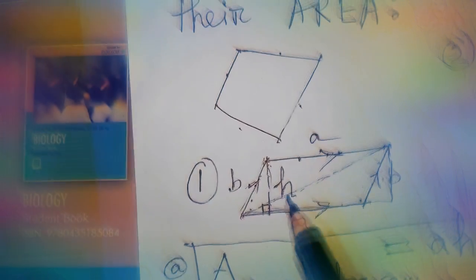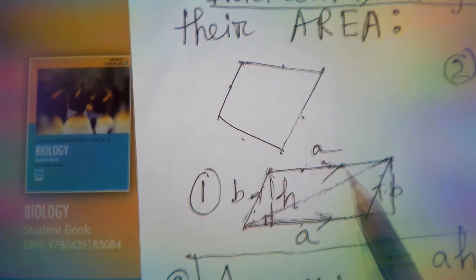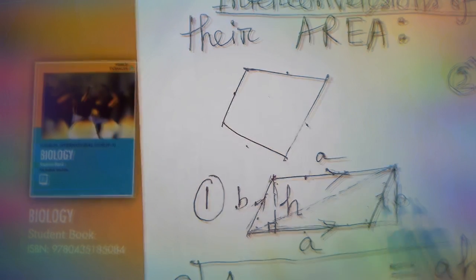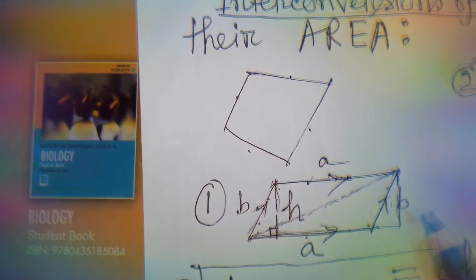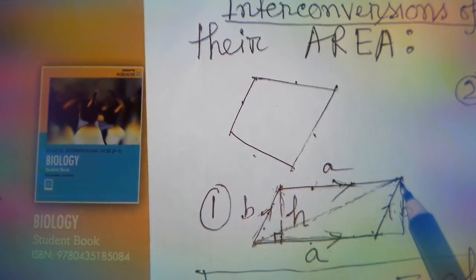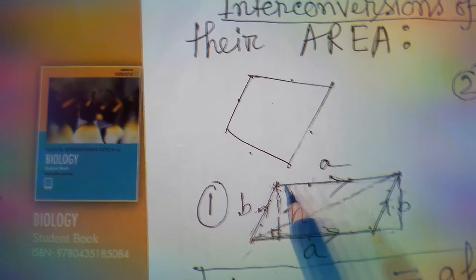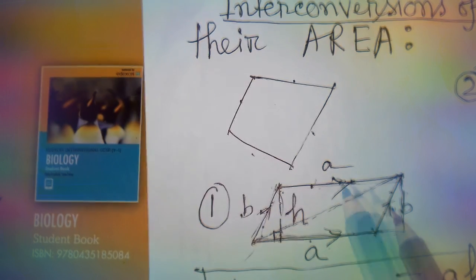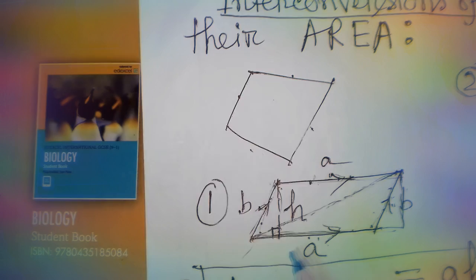So in this parallelogram, the distance between this and this at each point is the same. The distance between this and this at each point is the same. So the conditions of the parallelogram are that opposite sides are equal and also parallel. Opposite sides are equal.